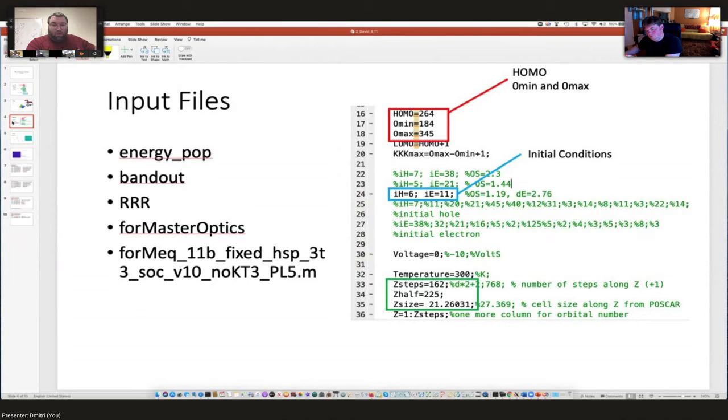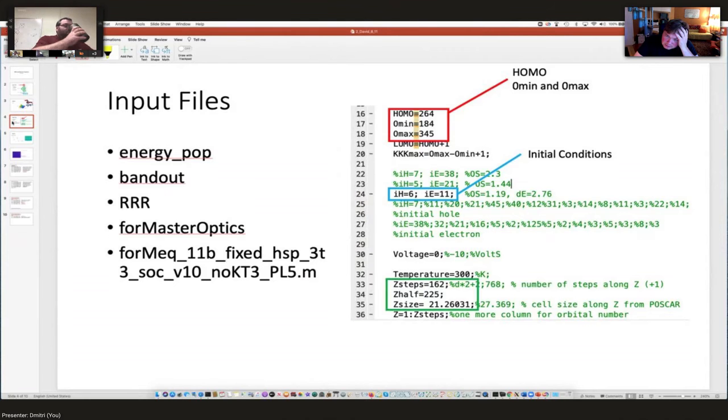So then once you run this, you're going to get several different results. So if we go to the next slide. Yes, may I ask before? Yep.